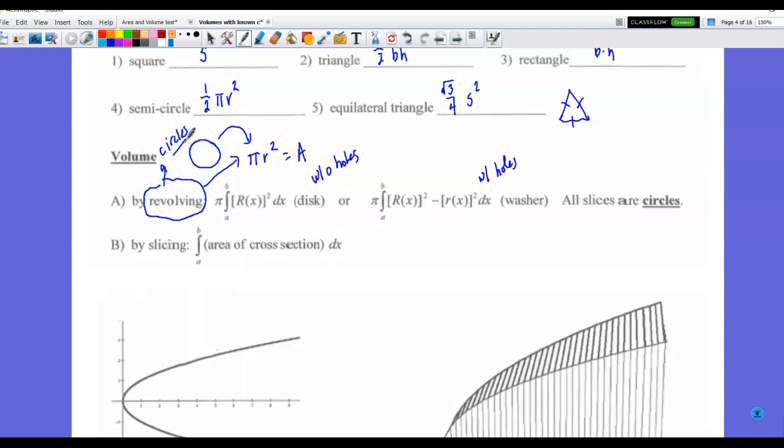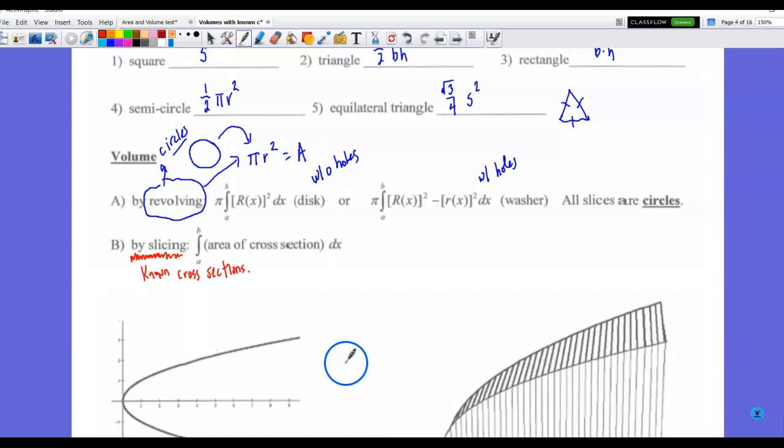Now what we're going to do is we're going to form solids that don't necessarily have to be circular. So in this video, we're going to focus on volume. It's either called volume by slicing, or it's called volumes with known cross sections. Those are the phrases you might hear when you're dealing with this particular method of finding volume.